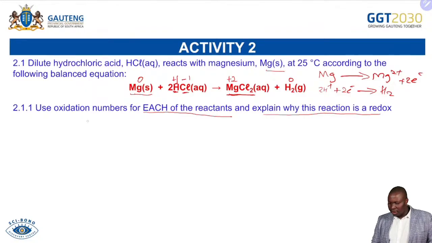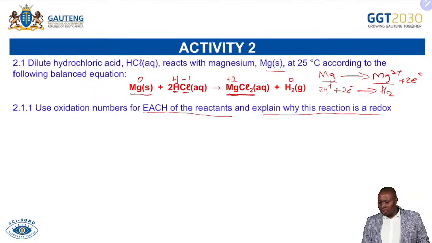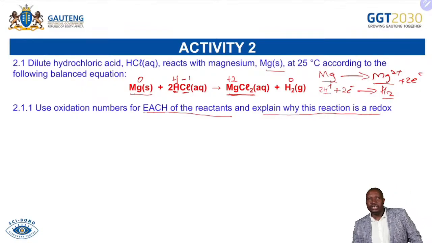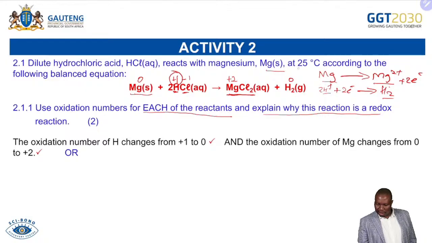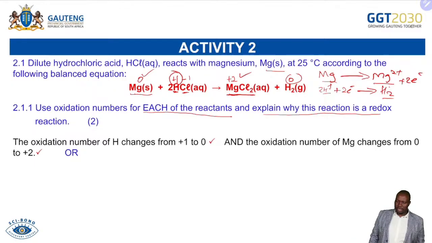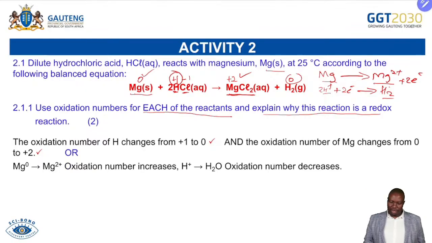But the question said, use oxidation numbers. So you can show that magnesium loses electrons to become magnesium 2+. Hydrogen ion gains electrons to become hydrogen gas. And you are able now to answer that question and say the oxidation number of hydrogen changes from +1 to 0. And the oxidation number of magnesium changes from 0 to +2. Then you got your answers. You are smiling, you are moving, you got your answers.